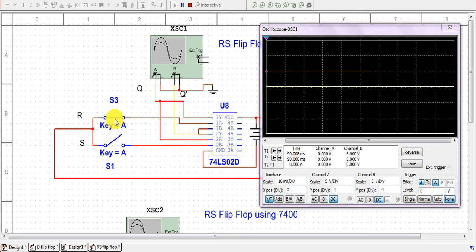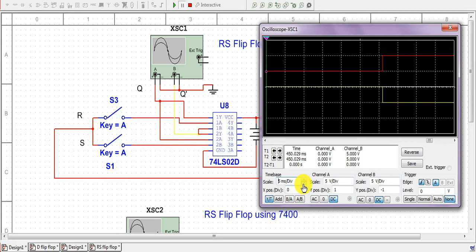As soon as we open the switch, the output will remain unaffected, and then as soon as we close the switch S, the output Q will be set to 1 and Q bar to 0. Now again, if we close switch R, it will go to the reset position, that is Q at 0 and Q bar at 1. So now we will analyze this output, that is the timing diagram, together in one go.